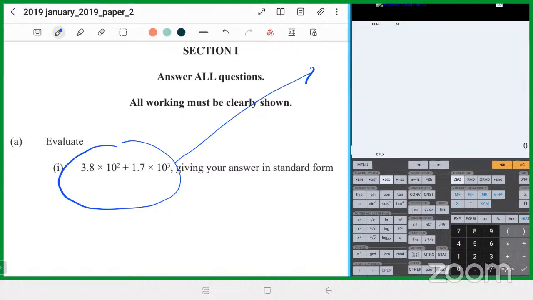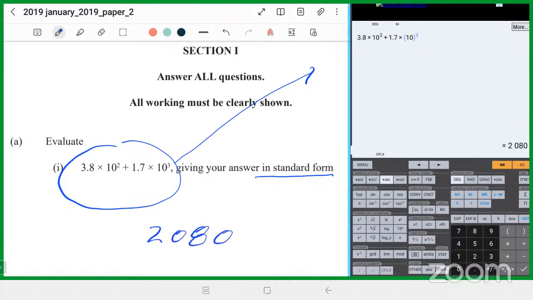Some calculators can show you standard form, or what they call scientific notation. It will do it for you and show you what it is. Let's put this in the calculator first. 3.8 times 10 squared, then a plus in between, and 1.7 times 10 cubed. That's what we're doing.